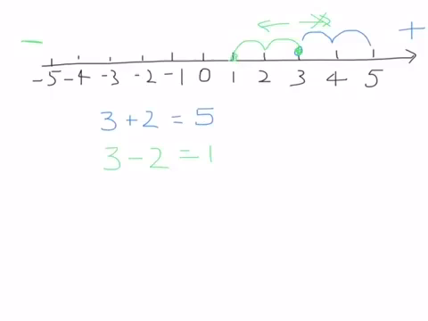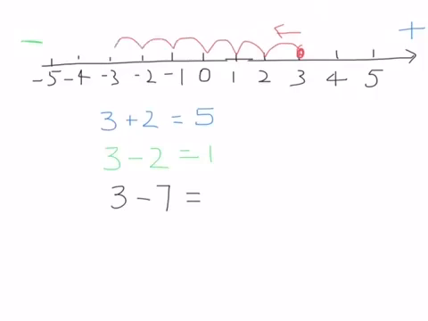But what happens if we want to do a question like 3 take away 7? Okay, so I start at the 3. Because it's a takeaway, I have to go in that direction. And I need to go 7 places. 1, 2, 3, 4, 5, 6, 7. So where do I land? My answer is -4.